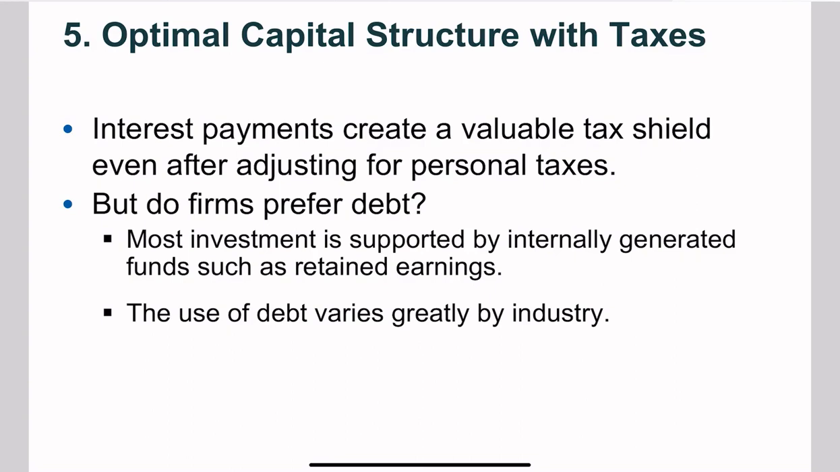First, most firms' investments are supported by internally generated funds, such as retained earnings. Second, the use of debt changes greatly by industry. So we basically want to ask ourselves the following questions. If using debt is beneficial, why do firms mostly use retained earnings instead of using debt to make new investment, right? And then the second question is, why do we see differences in the usage of debt across different industries?